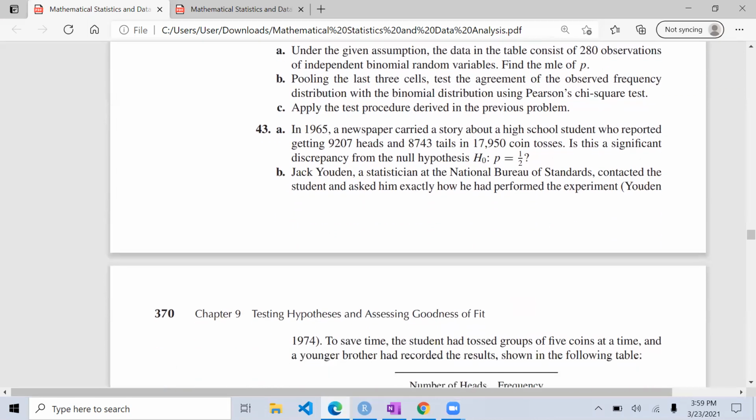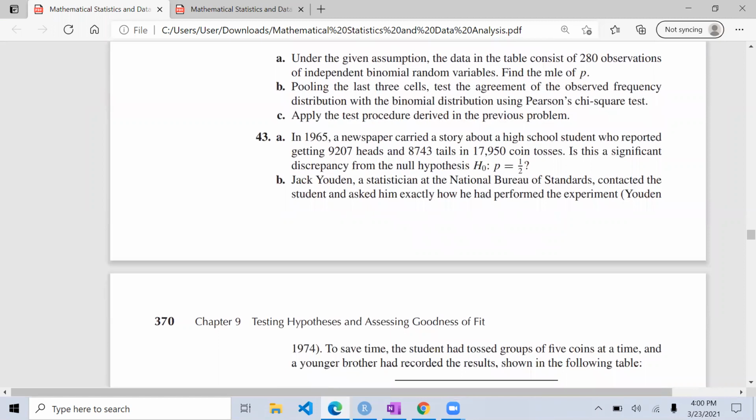Okay, the first question is about this: in 1965, a newspaper carried a local story about a high school student who reported getting 9,207 heads and 8,743 tails in something under 18,000 coin tosses. The question is, is this a significant discrepancy from the null hypothesis that p is equal to 1/2? Well, the first thing you'll notice is that this is a Bernoulli process, right?